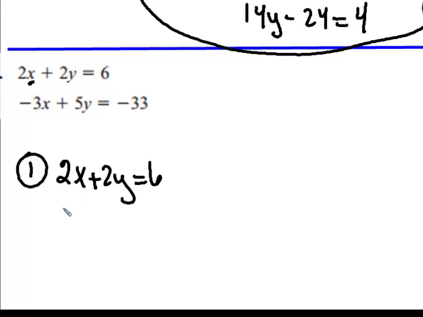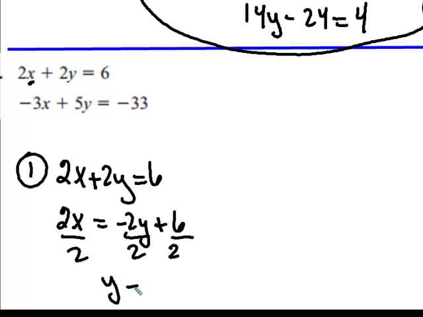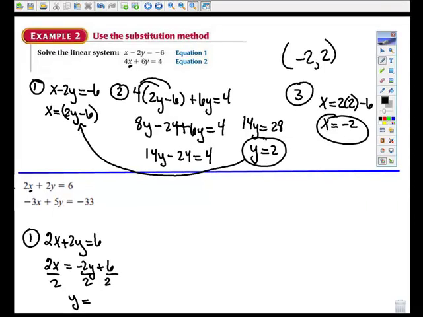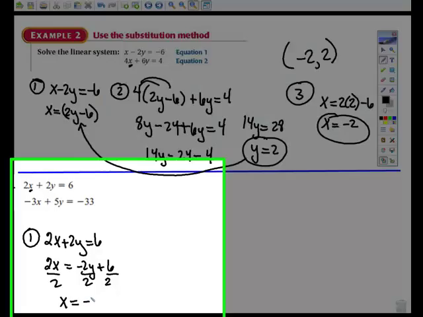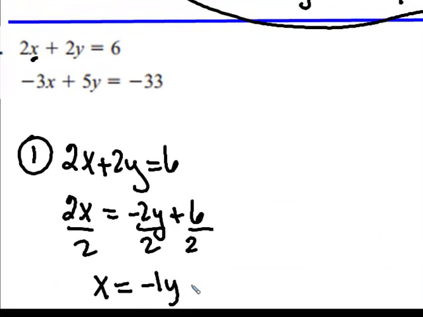So I have to subtract off 2y, so 2x equals negative 2y plus 6. Divide everything by 2. And so x equals negative 1y, or just negative y, plus 3. Putting that in my parentheses, going on to step 2.